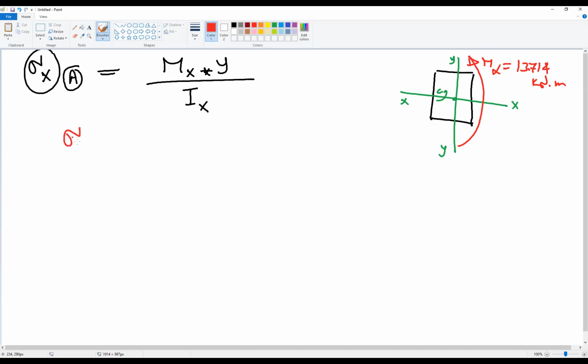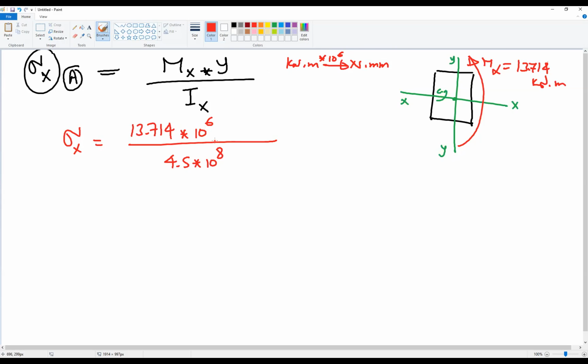So now we know sigma x will be M, 13.714, and I will multiply by 10 to the power 6 to convert from kilonewton meter to Newton millimeter. We need to multiply it by 10 to the power 6, divided by I, which is 4.5 times 10 to the power 8.